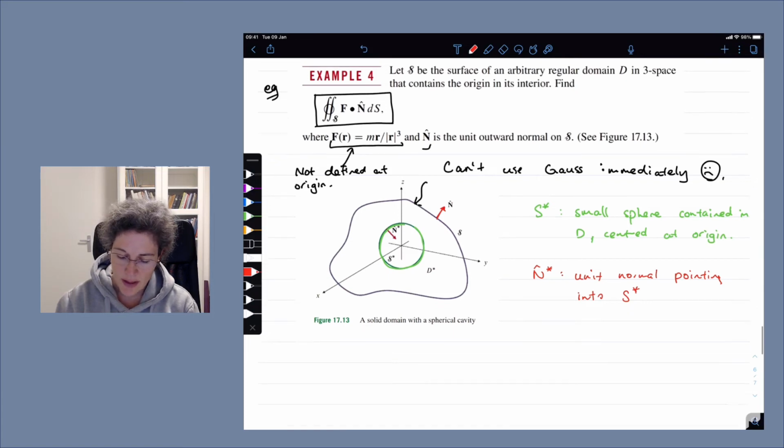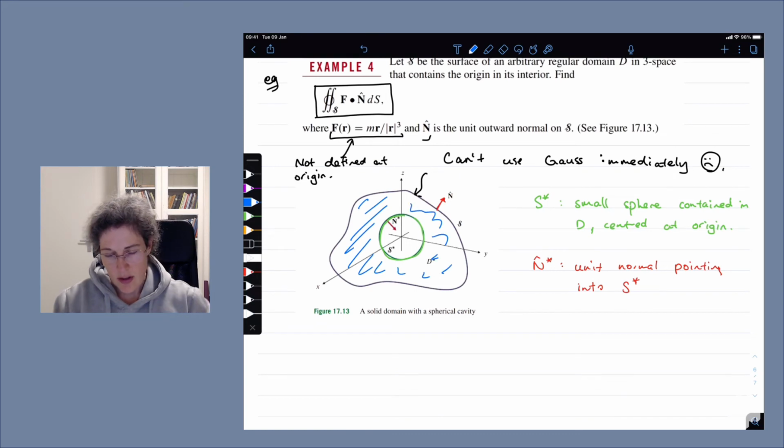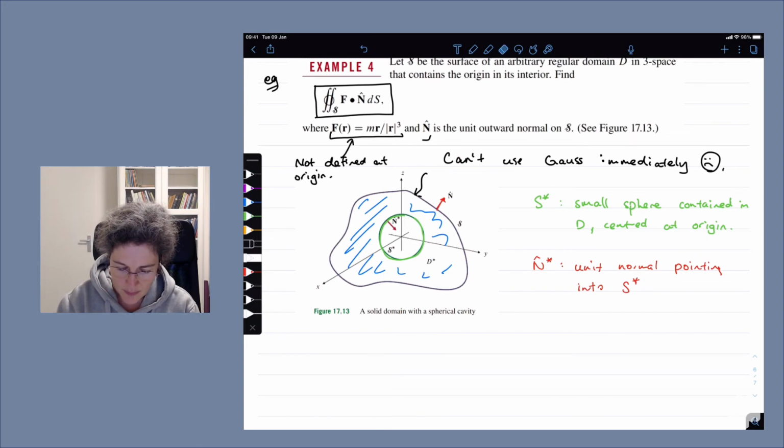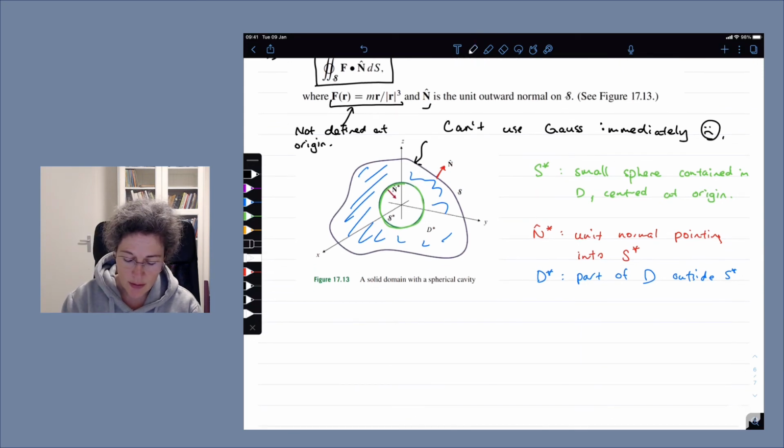Okay, and the final thing that we're going to define is we're thinking about all the regions within D, but not in that little sphere that we've got. So that's going to be D star, which is the part of our overall space outside our S star.